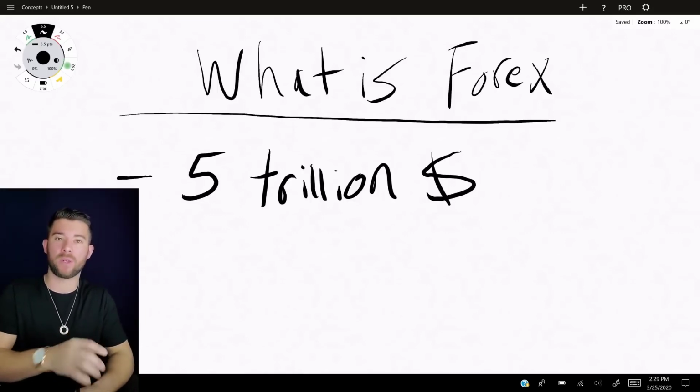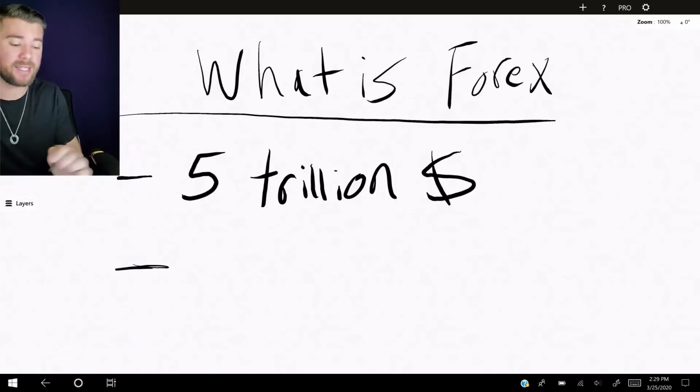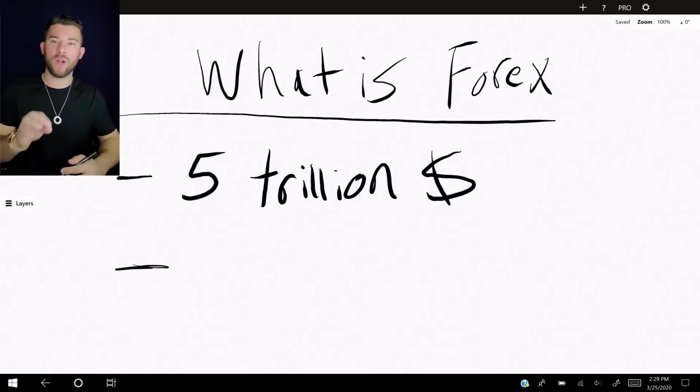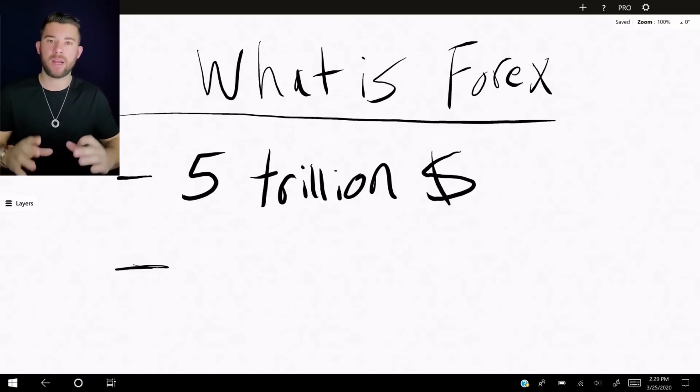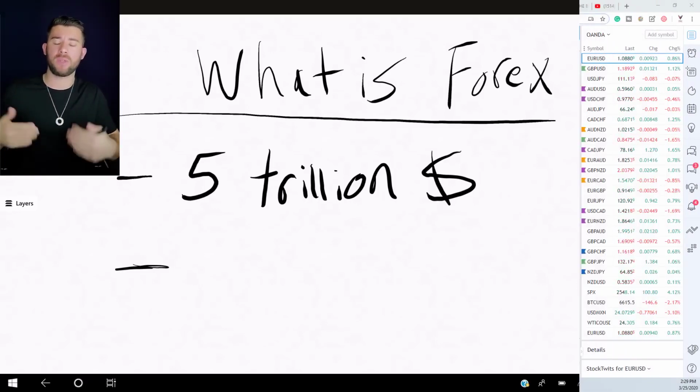Now, another thing you need to realize about the Forex market, and the second thing we're going to go over, is that in the Forex market, what you're trading is called a currency pair. A currency pair is nothing more than the exchange rate between two currencies.